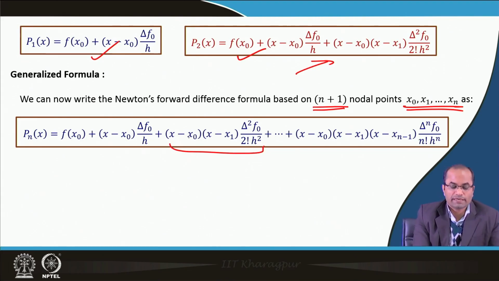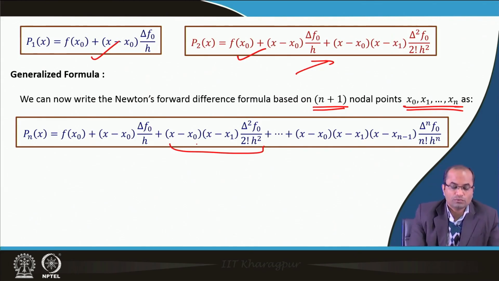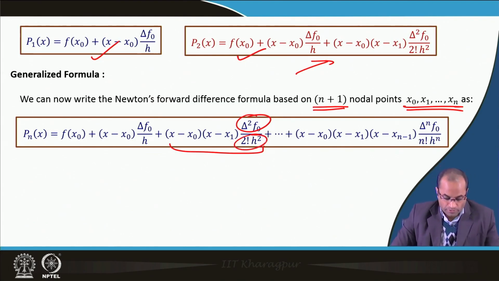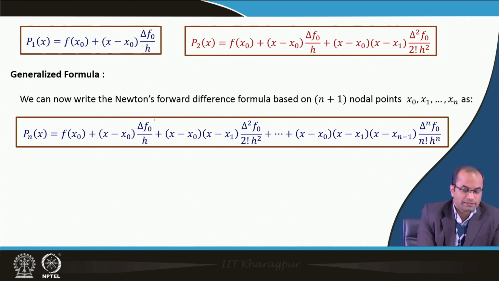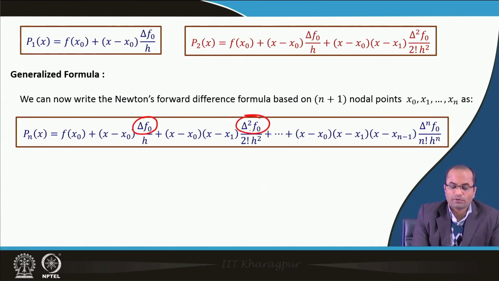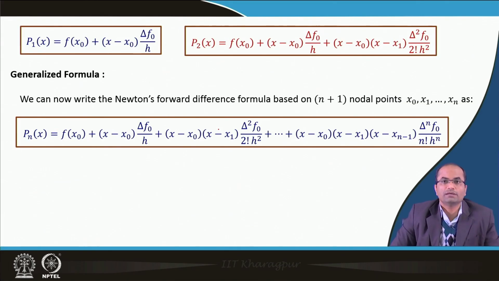So, the next term will be x minus x naught, x minus x 1, x minus x 2, and there will be the third order operator there, and then factorial 3 and h cube. So, the last term, in this way we can get this nth order operator here on f naught. And what is interesting here is that from the table we can get all these values, delta f naught, delta 2 f naught, delta n f naught, and the rest is already there in the formula. We can get a polynomial easily.